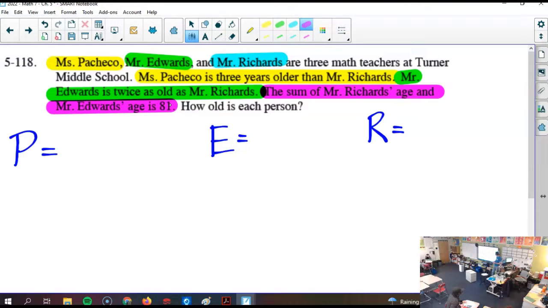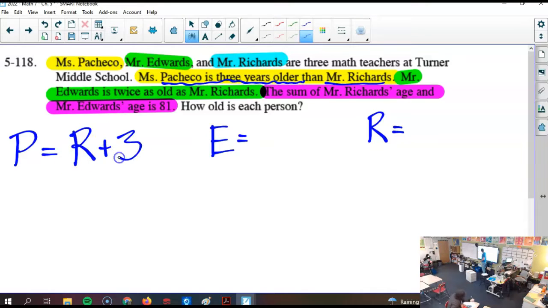P equals... no, P equals R plus 3. Pacheco is 3 years older than Richards. So Pacheco is R plus 3. Does that make sense? Can you give me another one?